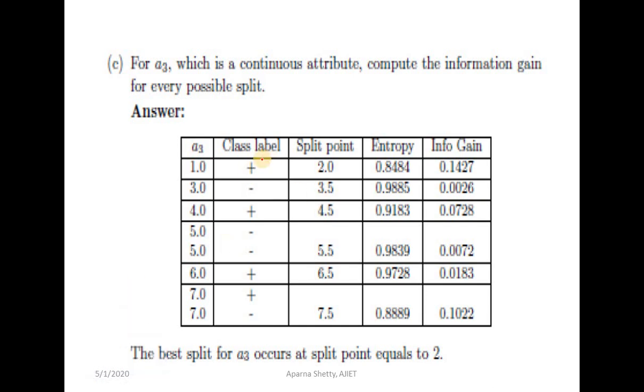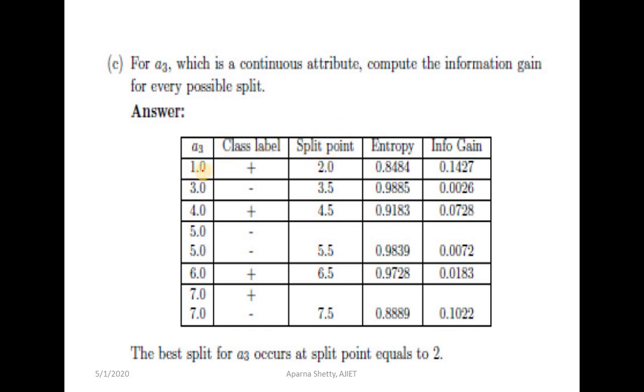Okay, 1.0 belongs to class plus, 3.0 belongs to class minus, 4.0 belongs to class plus, both 5.0s belong to class minus, 6.0 belongs to class plus, 7.0 belongs to class plus, and the second 7.0 belongs to class minus. Okay, now next we have to select the split point.